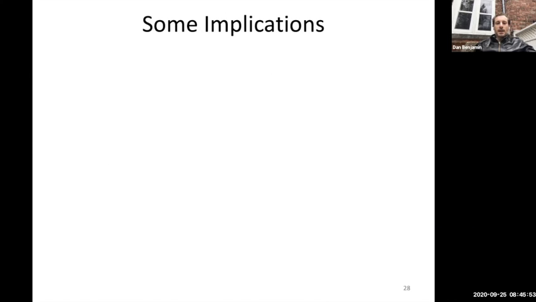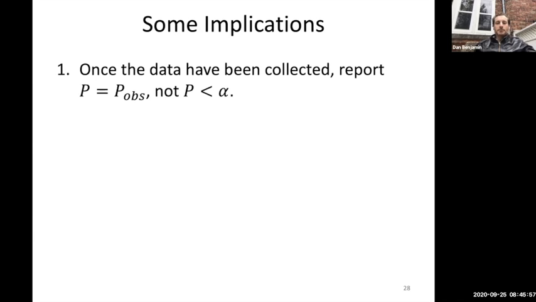Let me draw out some implications from this part of the talk. So one thing I want to highlight again is that there's more information in knowing what the p-value is than knowing that it's less than some threshold. And so you should be reporting p-values, not p less than 0.05 when you're actually doing data analysis.